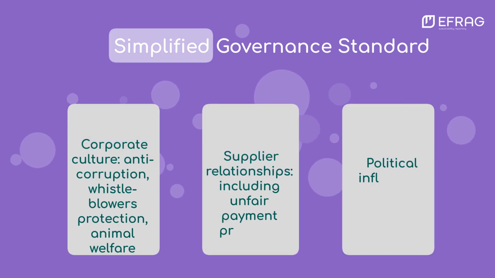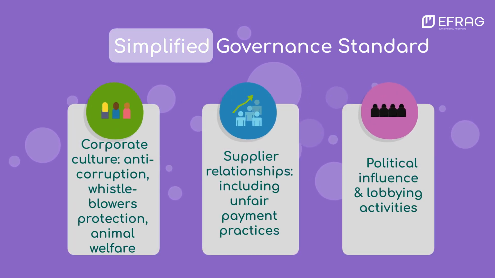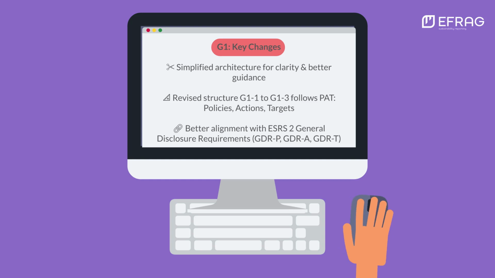First, corporate culture, including anti-corruption and anti-bribery, the protection of whistleblowers, and animal welfare. Second, the management of relationships with suppliers, including unfair payment practices. And third, political influence and lobbying activities. Let's get started with the changes made to G1.